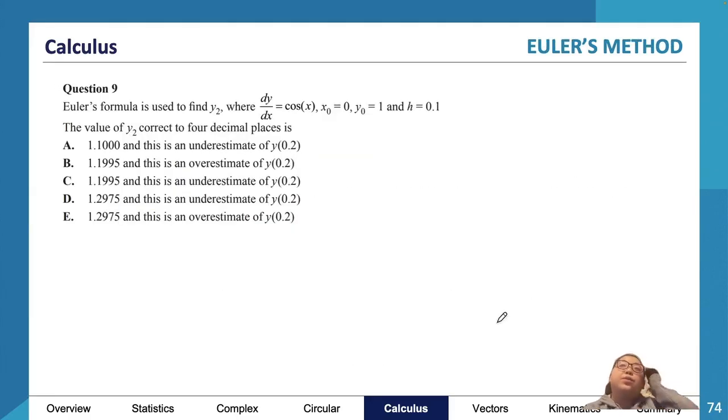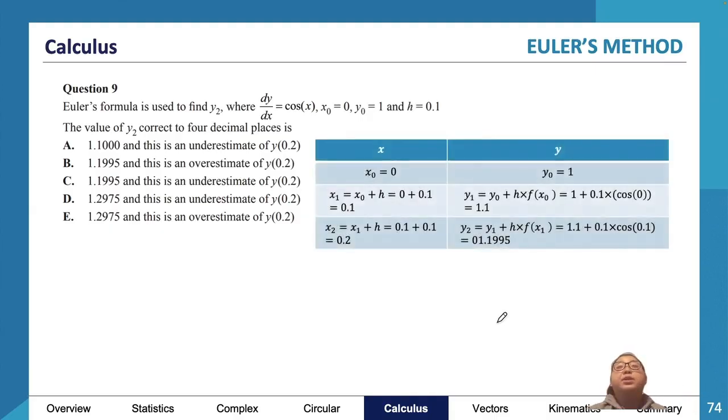Okay, cool. So Euler's formula: how we do this is we just substitute into the formula. What we're going to do is build a table here. Our x0 equals 0 and our y0 equals 1, as given. Then our x1 is going to equal x0 plus h, which is 0 plus 0.1, which is just 0.1. Then we substitute into the formula. So y1 equals y0 plus h times f(x0). So it'll be 1 plus 0.1 times our h times our dy/dx at 0, which is cos 0, which is just 1, so it'll give us 1.1.